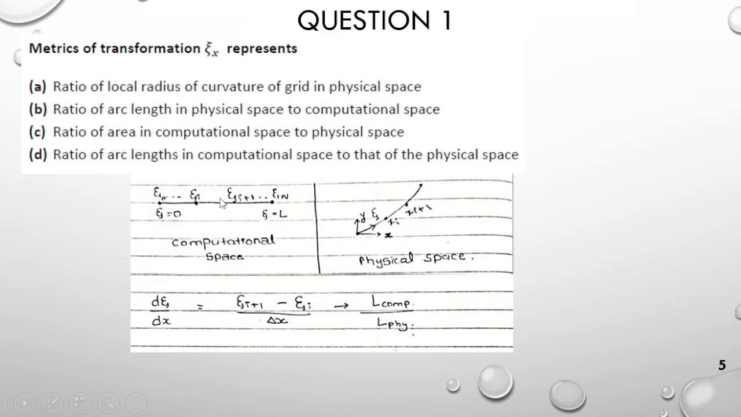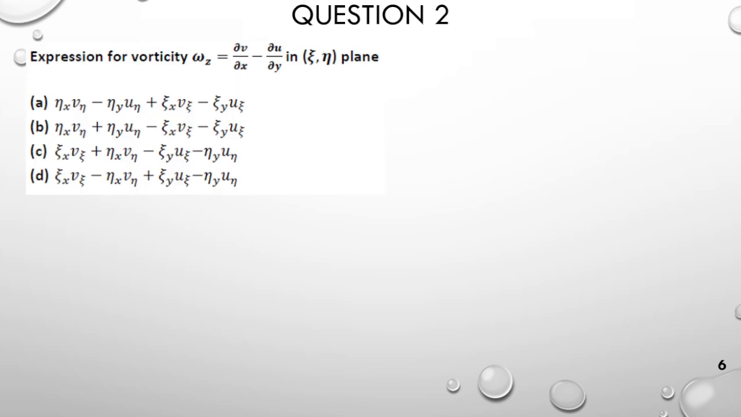Okay, so as per the options, option number D has to be correct, because what it says is the ratio of arc lengths in the computational space to that of the physical space. So if we are able to understand very clearly what physical space and computational space are, then we will be able to answer this question very easily. I hope that the meanings of computational space and physical space are quite clear in this structured grid generation method. Okay, so let us go to the next question.